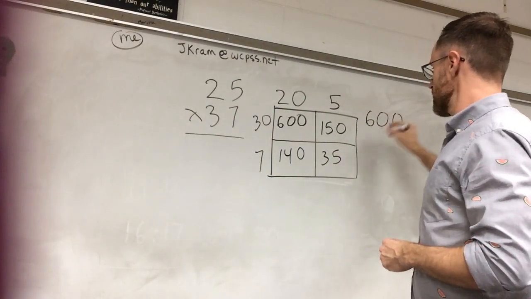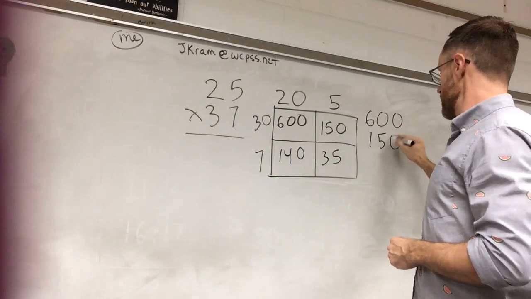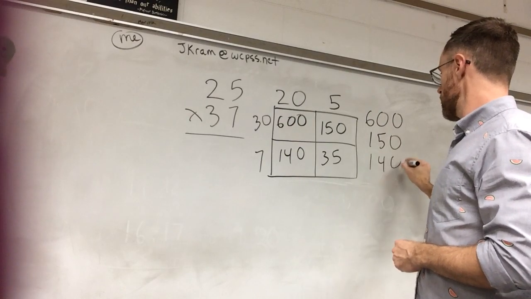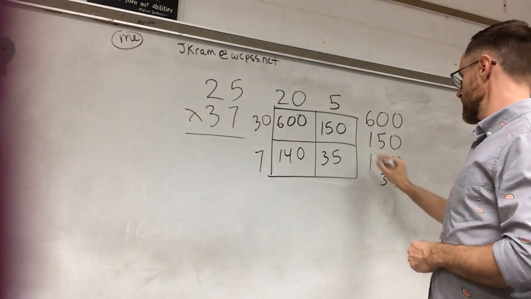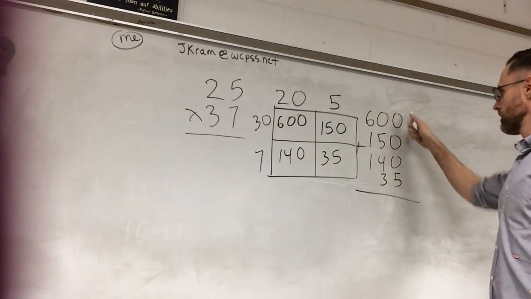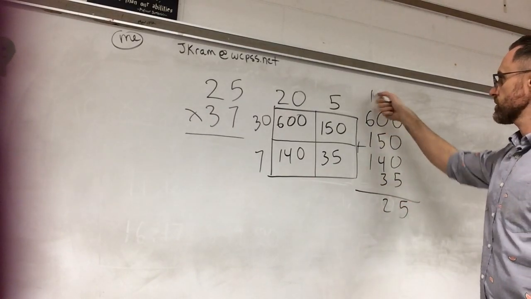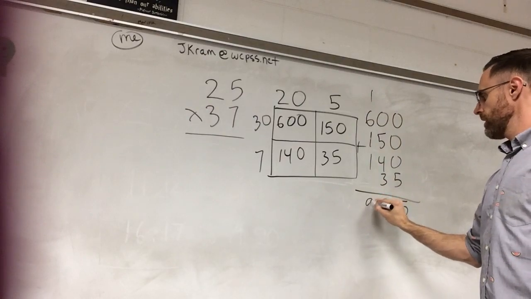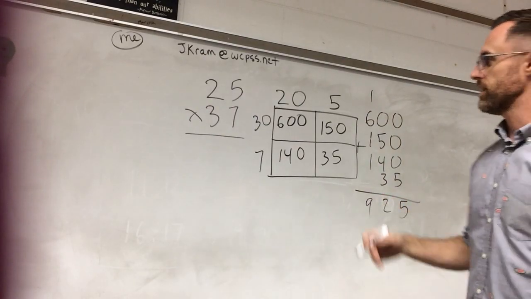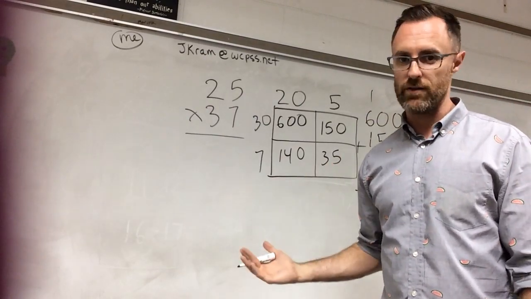Real quick here, 600, 150, 140, and 35. We're just going to add those all together. 5, let's see, 7, 12, 6, 7, 8, 9. 925. This is the area model for multiplication.